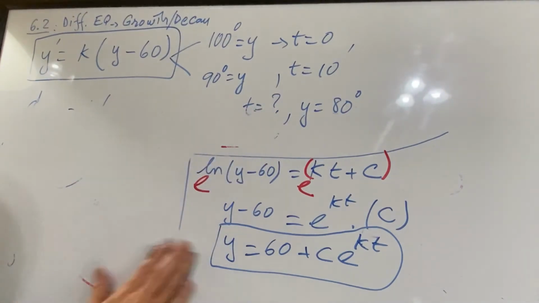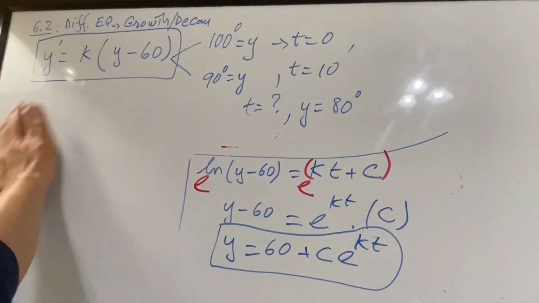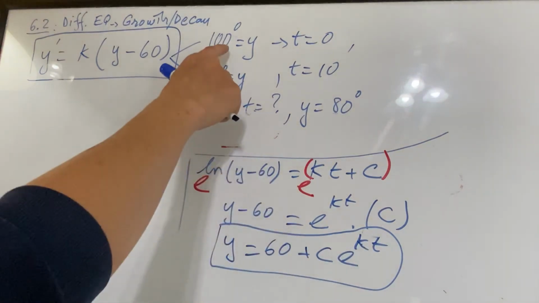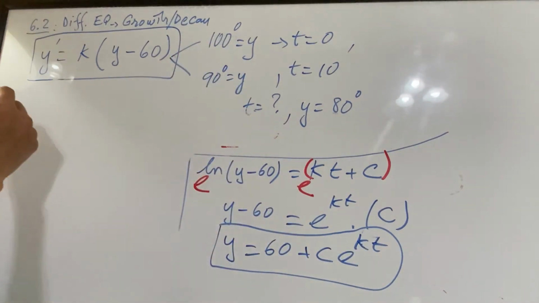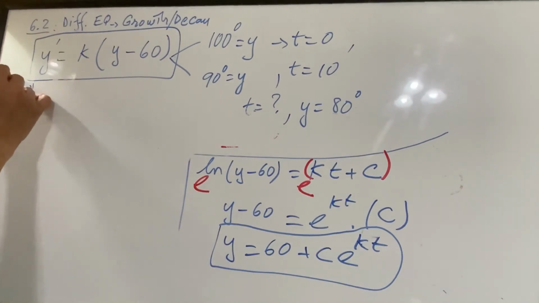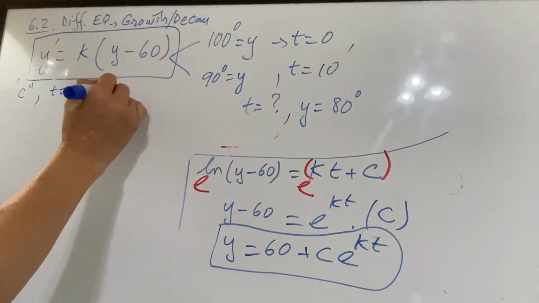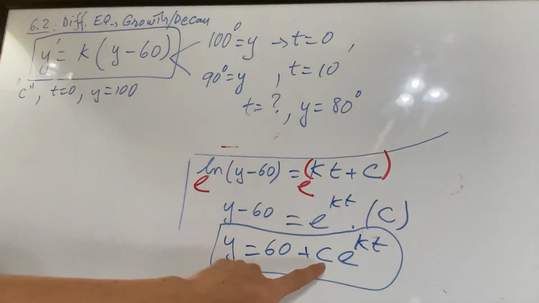So this is your function, your solution so far. You got that right there. Okay, got it? Now I am going to solve for the value of C, and then I need to know the value of K, using the given information. Okay, solving for C using t equals 0 and y equals 100 degrees. Let's go.